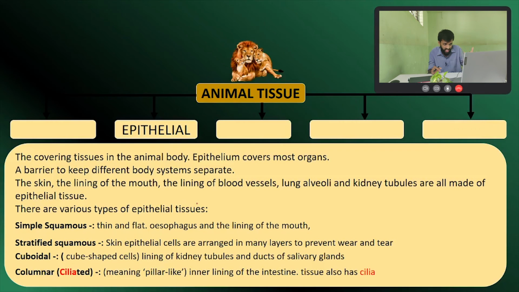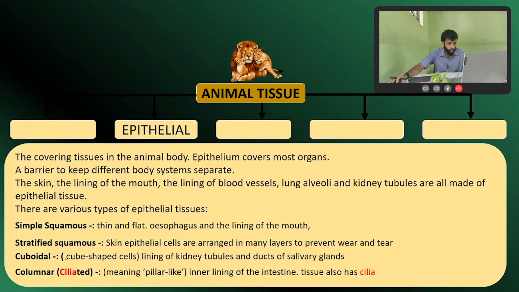So stratified squamous is the skin epithelial cells are arranged in many layers to prevent the wear and tear. Okay, otherwise every time you would touch or nudge someone, if blood would flow, then you can imagine how many times your blood would actually start flowing. So to avoid all this, there are different layers of the skin.